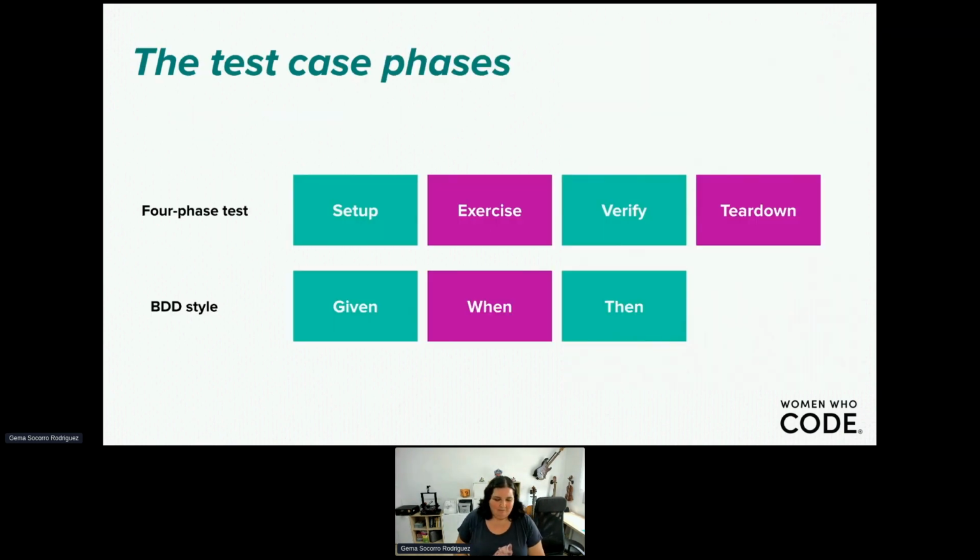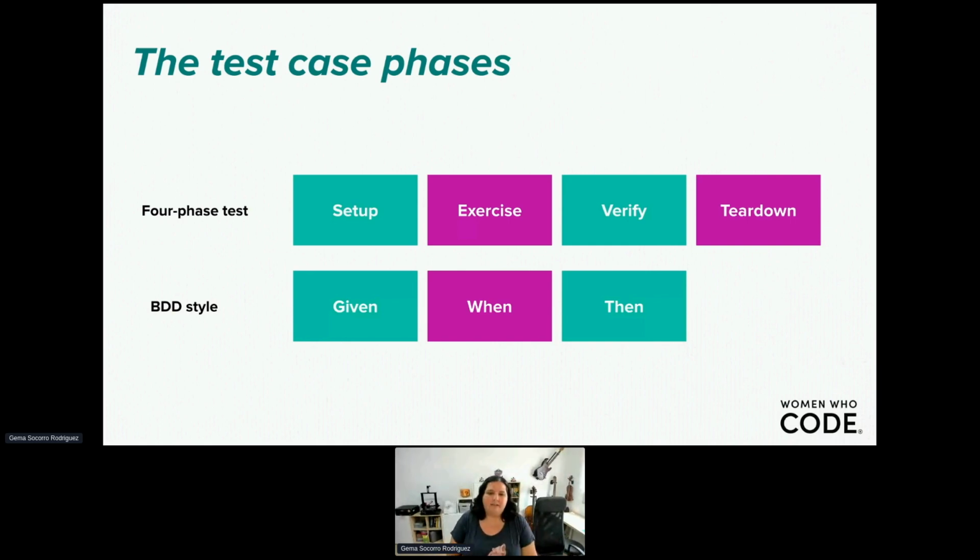There are also some predefined phases that a test case should have. These are two popular ways to organize the test case. There are others, but I wanted to bring these two. The 4-phase test, as its name says, has 4 phases. The first one is the setup, where we are going to arrange everything we need to start our test. So if we need to prepare a dependency, or a variable or something, we are going to do this in that phase.